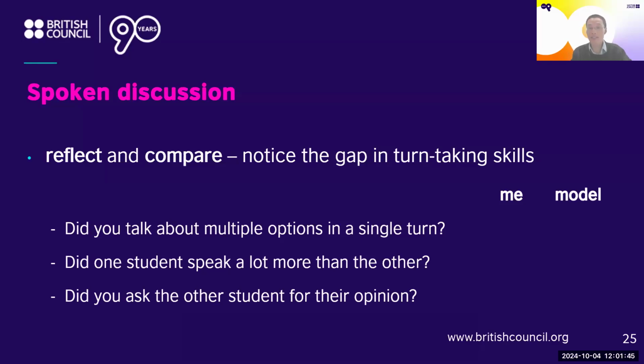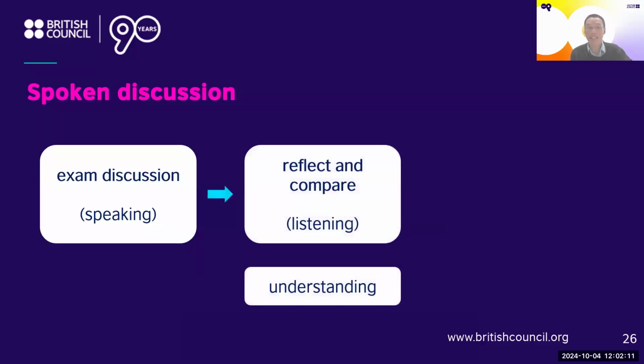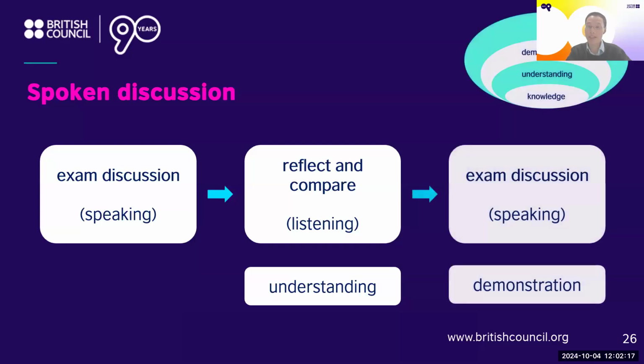Teachers can facilitate this comparison by giving the learners a set of guiding questions about turn-taking interaction, such as these ones here. By the end of this listening task, learners should be able to identify what needs improving in their current turn-taking skills. In other words, they should understand what they can do in order to achieve good interactive communication. And so they can demonstrate what they've learned by doing further speaking practice.